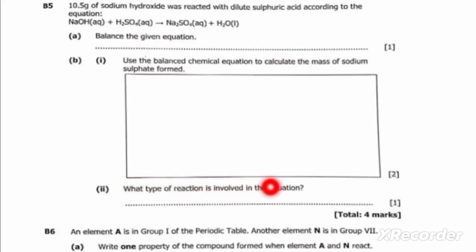What type of reaction is involved in the equation? So the type of reaction involved in the equation is a neutralization reaction. So why are we saying neutralization reaction? This is a neutralization reaction because it involves an acid and a base. Sodium hydroxide is a base. Then sulfuric acid is an acid. So the reaction between a base and an acid is called a neutralization reaction.